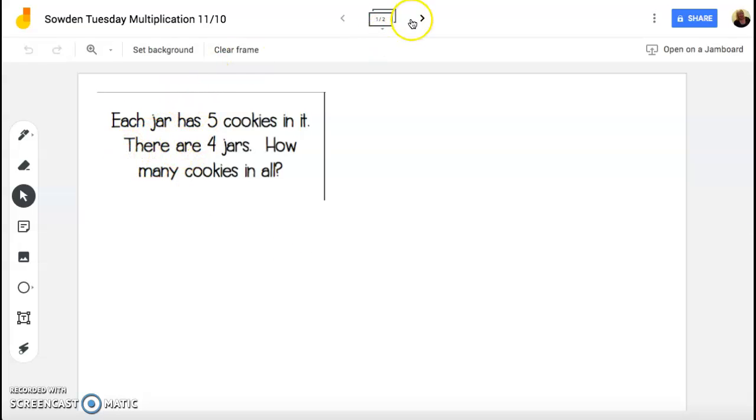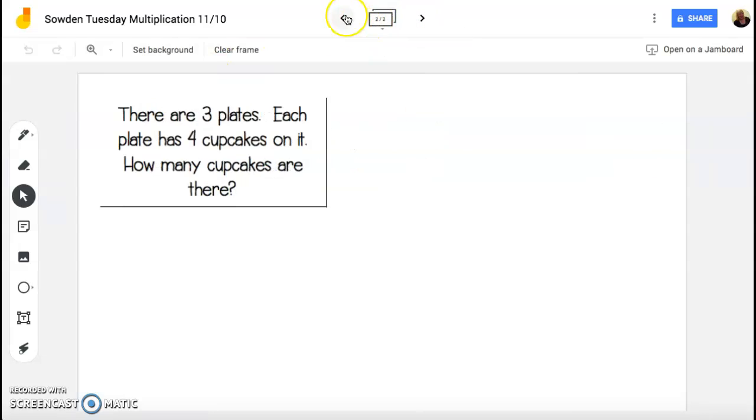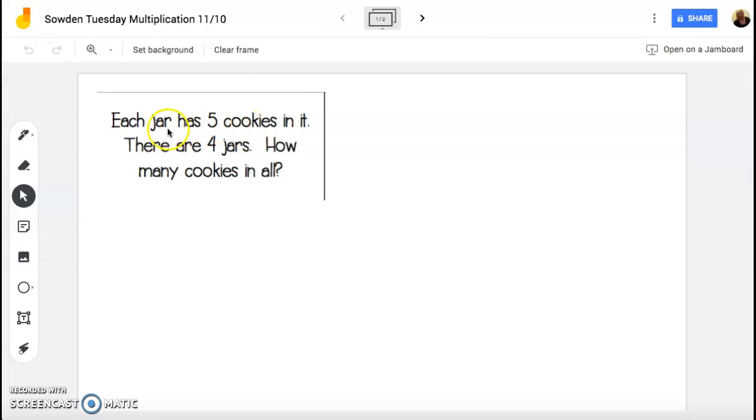So the first problem, there are two problems. This is yours. This is mine. Mine says each jar has 5 cookies in it. There are 4 jars. How many cookies in all? So this one's turned around a little bit, but I can still figure out that there are 4 jars. That's kind of the big thing that the cookies are going to go in, the jars.